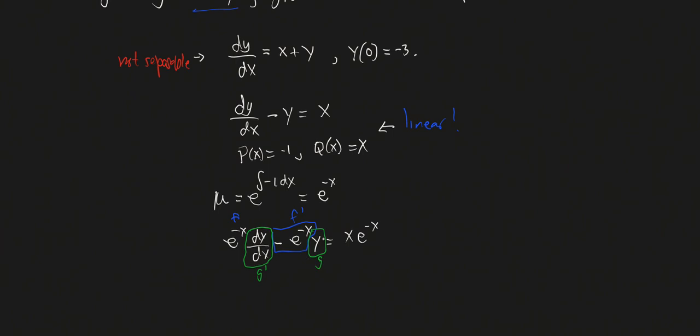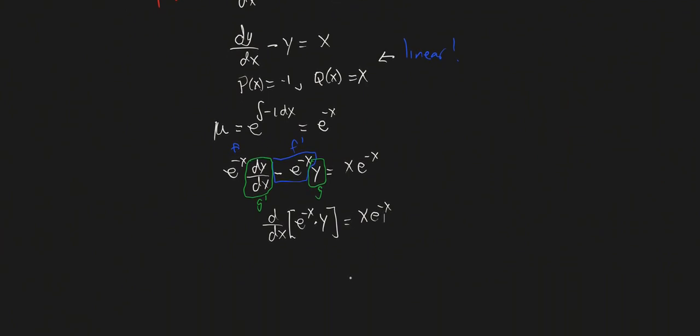And then what I can do is express this left-hand side as the derivative of the product e to the -x times my y. And on this side, I'll still have my x e to the -x. Then I'm going to integrate both sides. So that means e to the -x times y is the antiderivative of x e to the -x dx. But now I have to use integration by parts. And I look at this and I'm going to opt to use my table method, right?